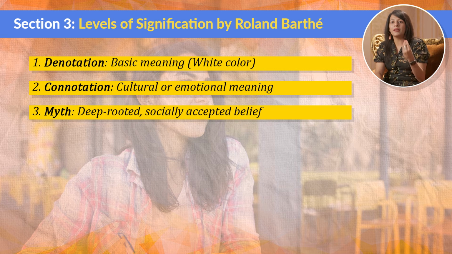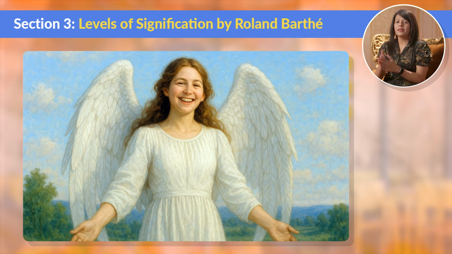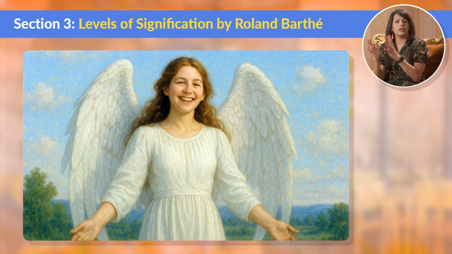And finally, we have myth. This is the most complex layer. Myth is when some meanings become so common and deeply rooted in a culture that they feel natural or normal, even if they're not. For example, in Western culture, white is often seen as a symbol of goodness and purity.